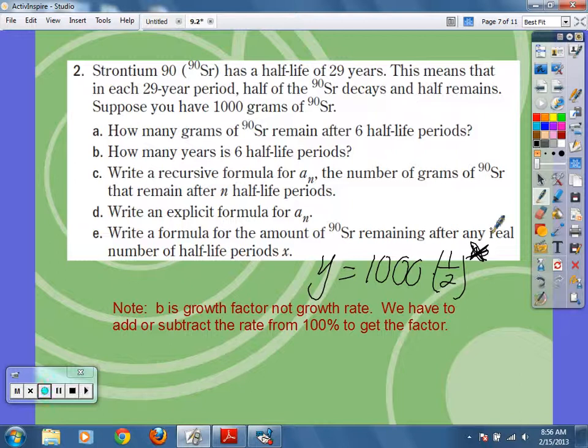Okay, I guess you could have figured this out just by repeated multiplication, and that's kind of what they anticipated you doing, and we went straight to the formula. Either way will be fine. You could do repeated multiplying. After 6 half-life periods, you could take 1,000 times 0.5 times 0.5 times 0.5, 6 times, or you can do the formula. I encourage you to use the formula. It's going to be more accurate for you.